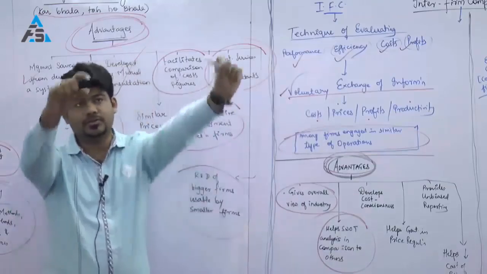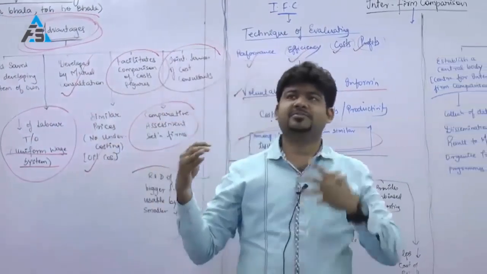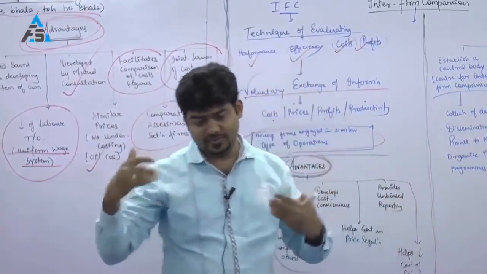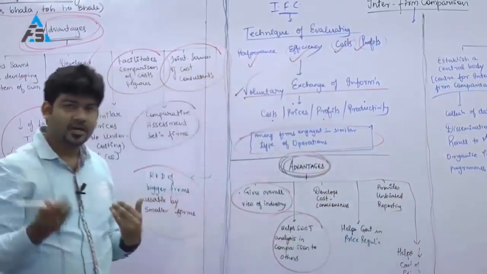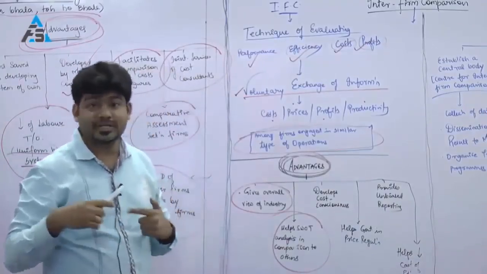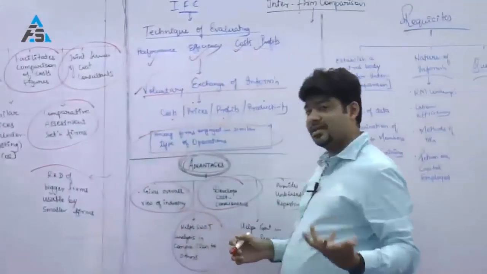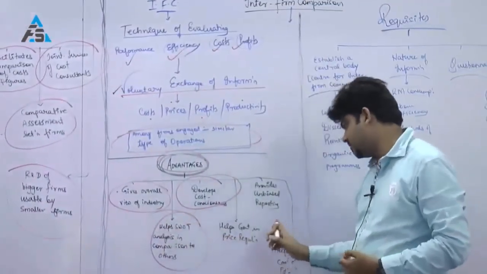Correct? So, I will come to know that, okay, my product has 6GB RAM, whereas somebody else has 4GB RAM. So inter-firm comparison tells me that I have a strength in terms of processing speed. In the same way, I will find weaknesses, and opportunities and threats will all be compared. It develops cost consciousness. I will know how much my cost is and how much the other person's cost is.